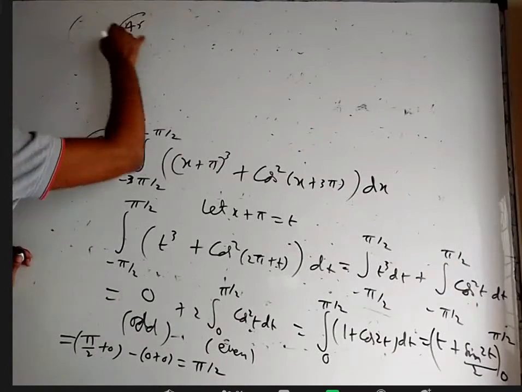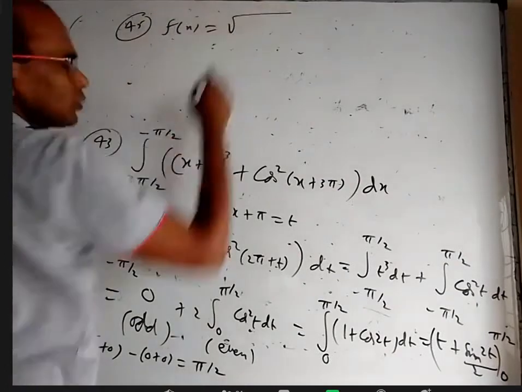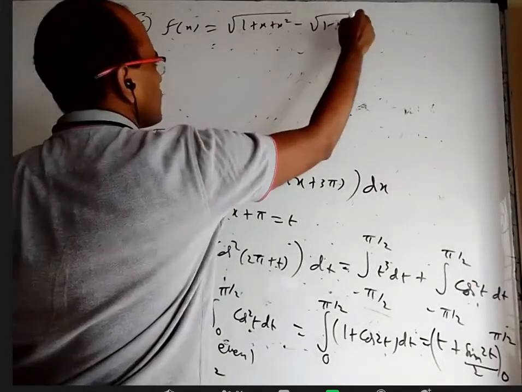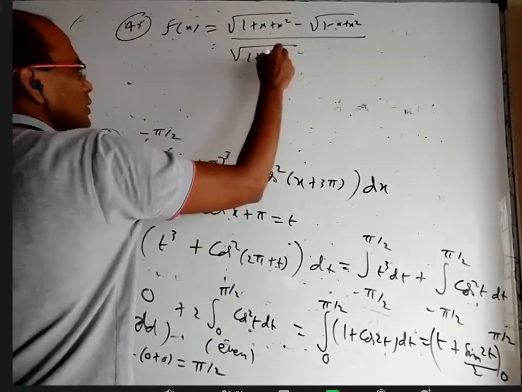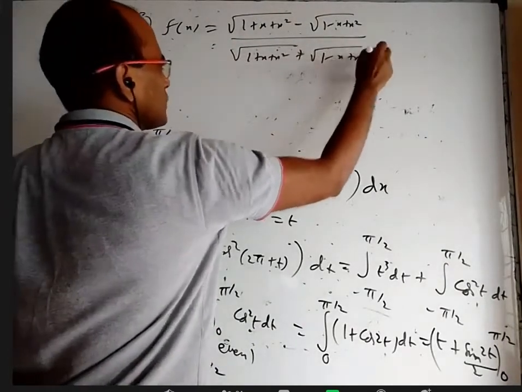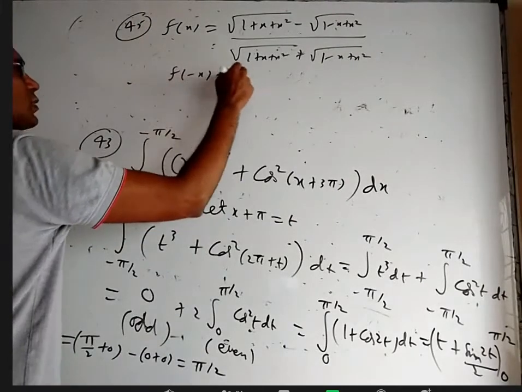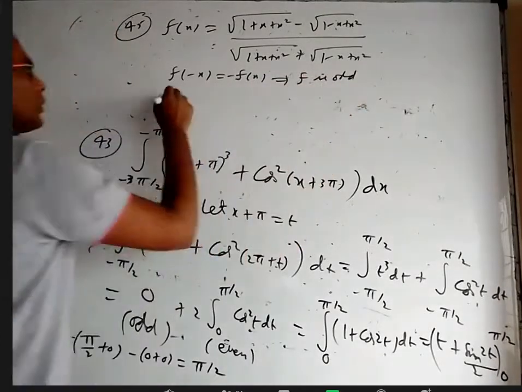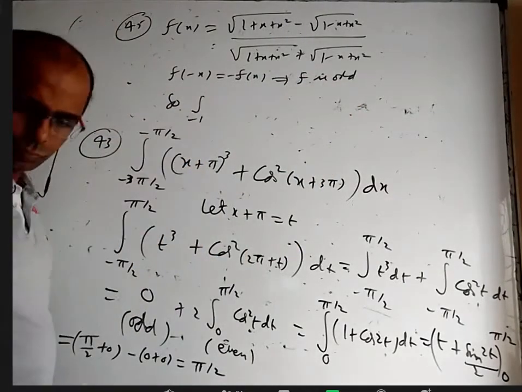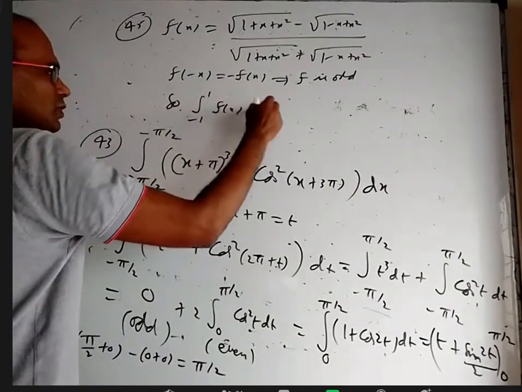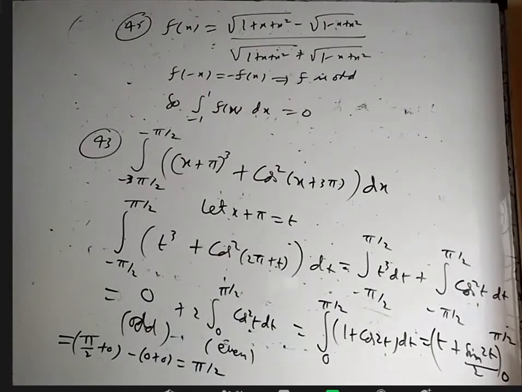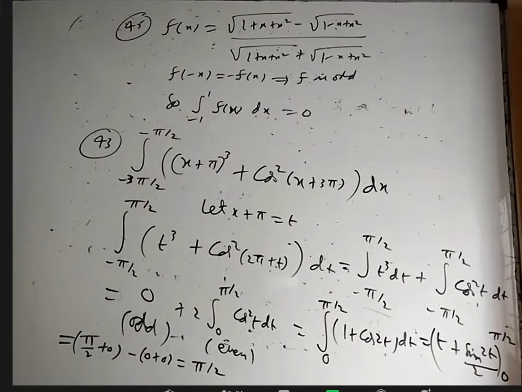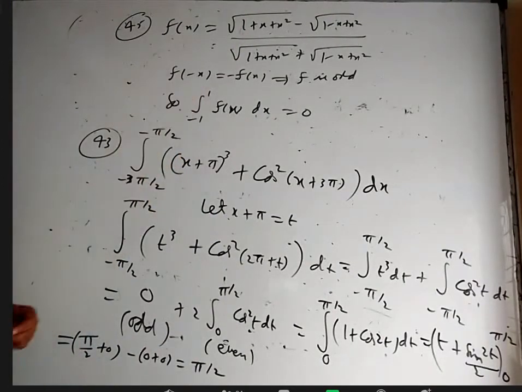So 45. If I take f of x equal to root over (1 plus x plus x square) minus root over (1 minus x plus x square), by root over (1 plus x plus x square) plus (1 minus x plus x square). f of minus x equals minus f of x, which implies f is odd. So integral from minus 1 to 1 of f of x dx, whatever the question, equals 0. Once you observe that it is an odd function, it is very easy. After that, simply write 0, provided the limits are minus a to a. Just even and odd is not sufficient. Limits should be from minus a to a. That is also important.